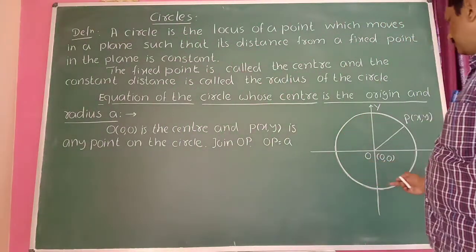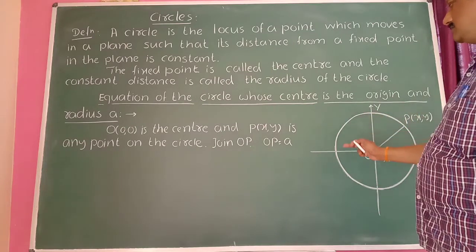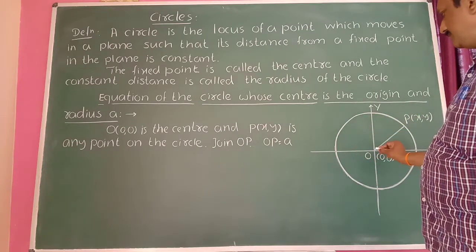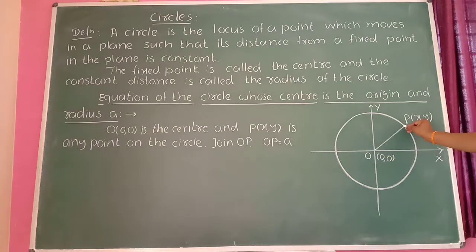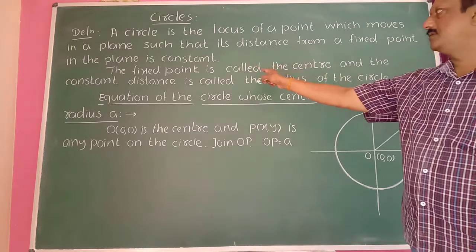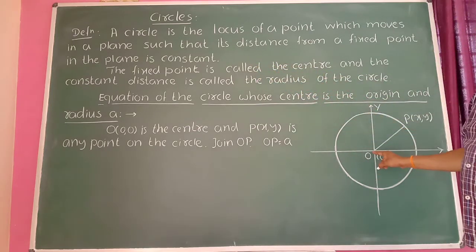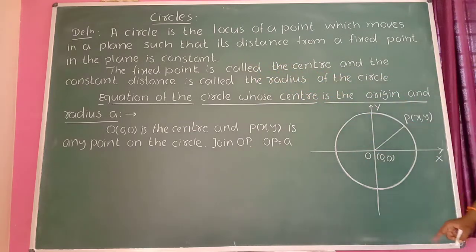all these points move under the given condition so that their distance from the fixed point is always constant. Here P is a point on the circle and O is the center. In this case, O is the center, OP is called a radius. The fixed point is called the center, O is the center, and the constant distance is called the radius, here OP is the radius.